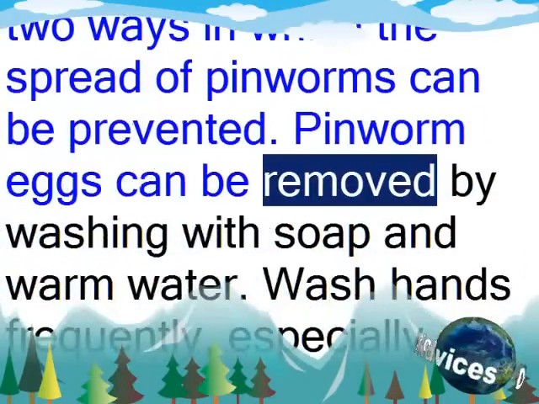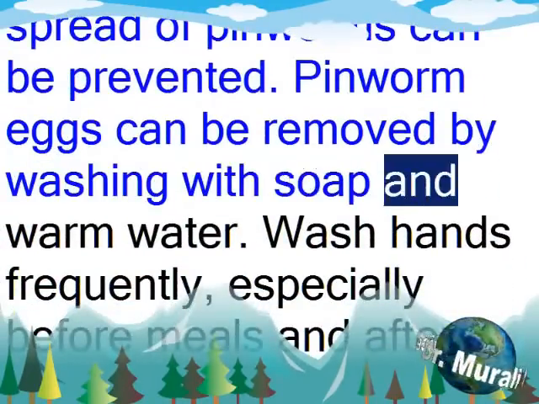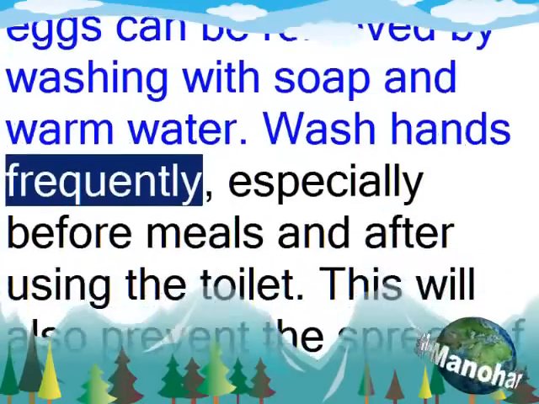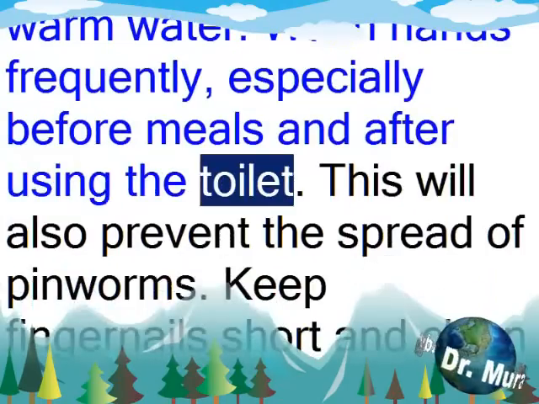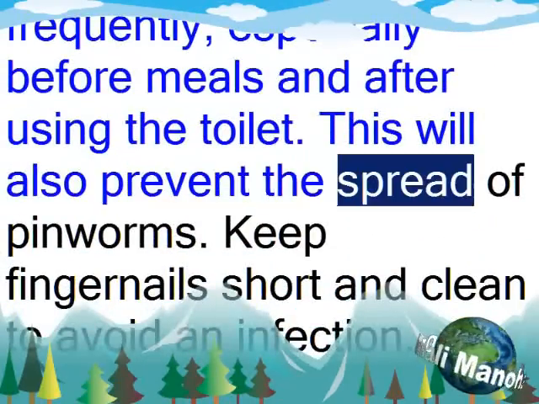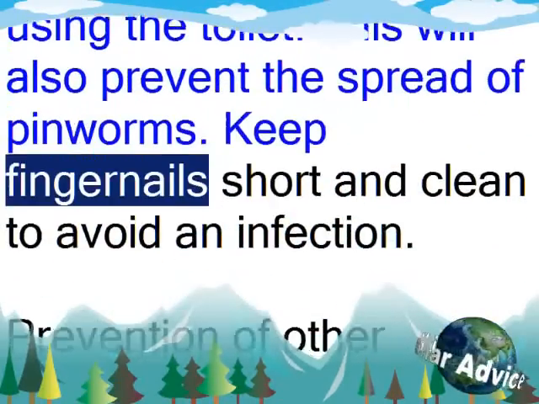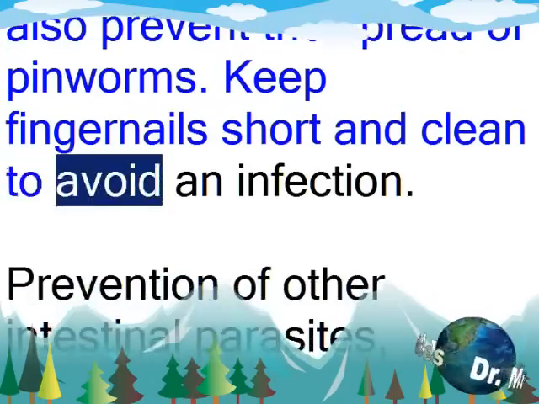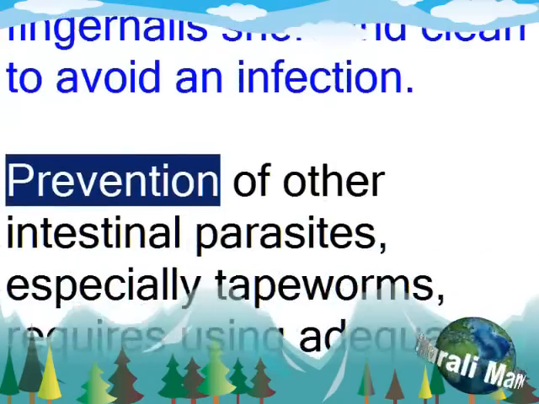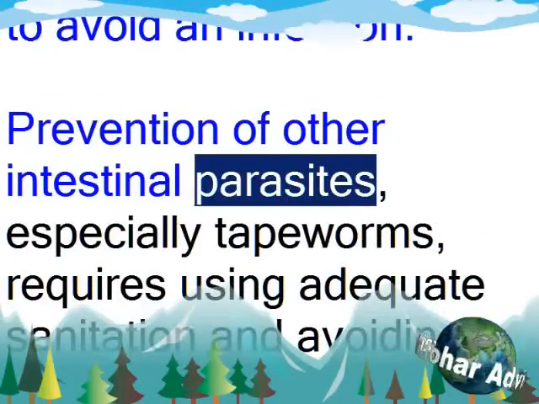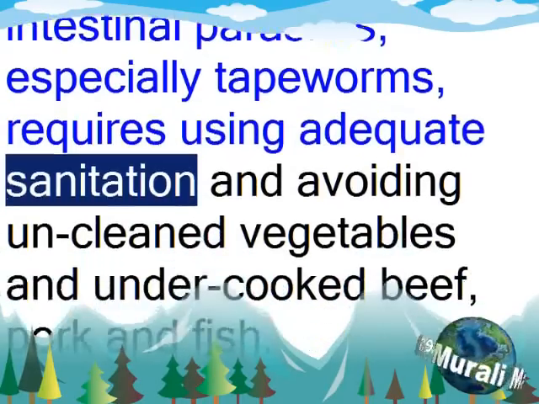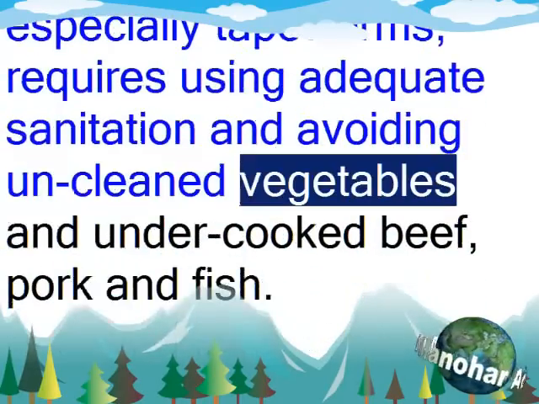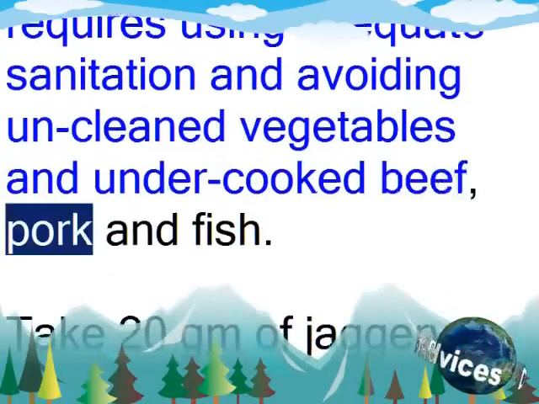Pinworm eggs can be removed by washing with soap and warm water. Wash hands frequently, especially before meals and after using the toilet. This will also prevent the spread of pinworms. Keep fingernails short and clean to avoid an infection. Prevention of other intestinal parasites, especially tapeworms, requires using adequate sanitation and avoiding unclean vegetables and undercooked beef, pork and fish.